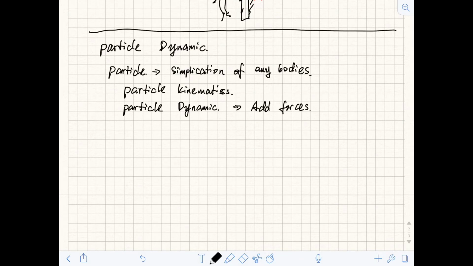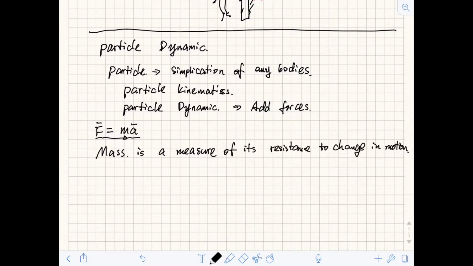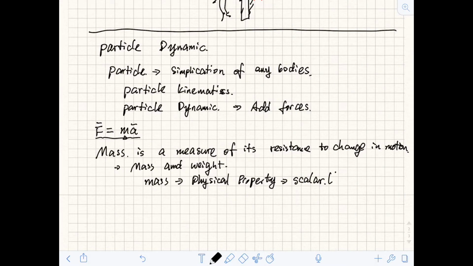In order to understand the motion, let's use Newton's second law, F equal to ma. We need to understand what mass is. Mass is a measure of its resistance to change in motion. And notice the difference between mass and weight. Mass is a physical property of an object, and it's a scalar. It has the unit kilograms, slug, or pound mass.